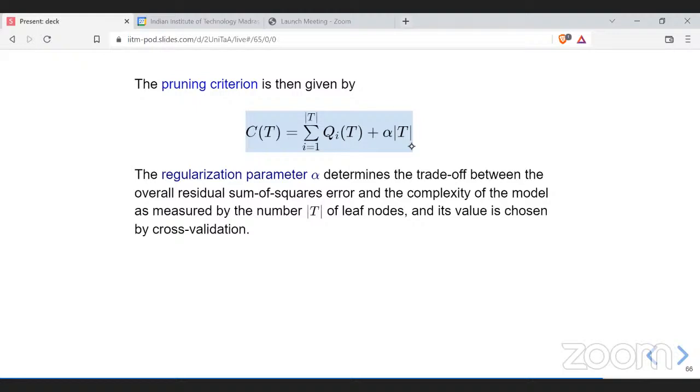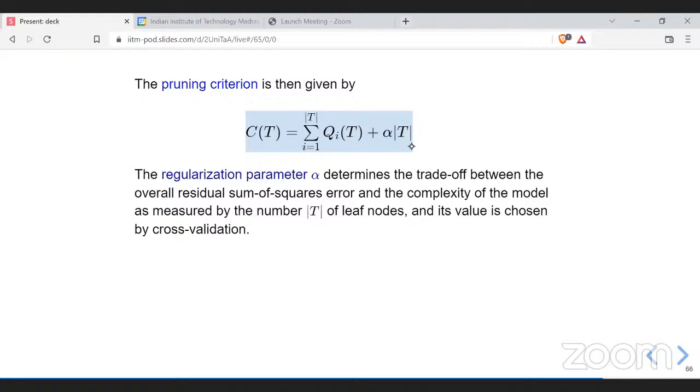Now tell me, your task is to minimize this cost function C alpha of T. Let's say you choose alpha equal to 0. How can you get minimum error in this case? It'll be the sum of squared errors. So the minimum error will be when you grow your full size tree. Now say alpha is very large, let's say infinity.